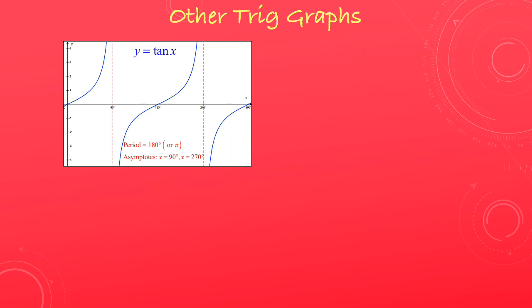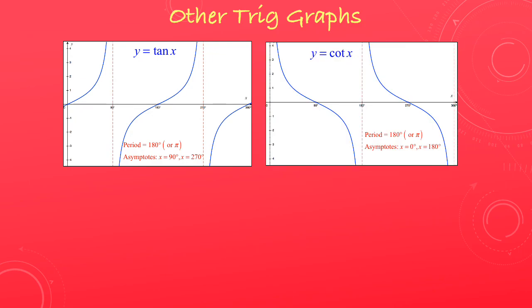First, we have the graph of y equals tangent of x. Notice that the period of this curve is 180 degrees, or pi radians. And this curve, along with the others, have asymptotes, vertical lines that the curve approaches but never touches. This has asymptotes at x is equal to 90 degrees and x is equal to 270 degrees. We know that because there are no values for the tangent of 90 and the tangent of 270.